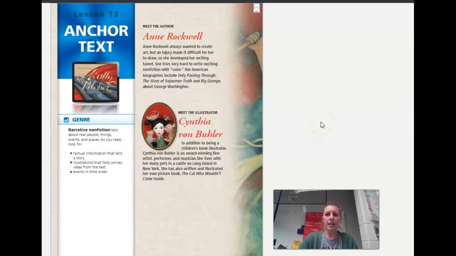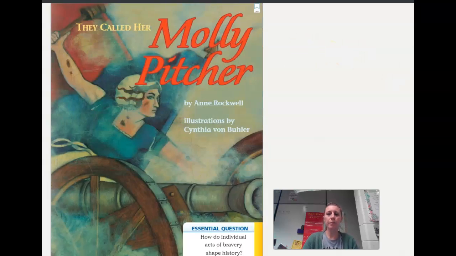All right, so our story today is a narrative nonfiction. That is when we tell about real people and things, events, and places. As you read, look for factual information that tells a story, illustrations that help convey ideas from the text. That just means helps you show and understand the ideas from the text a little bit better, and has events in time order. We know that is sequential or chronological order, right? So they're in time order. So our story is called They Called Her Molly Pitcher by Anne Rockwell, illustrations by Cynthia Von Bueller.